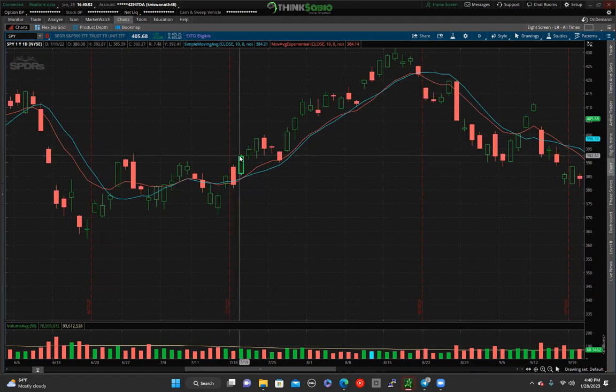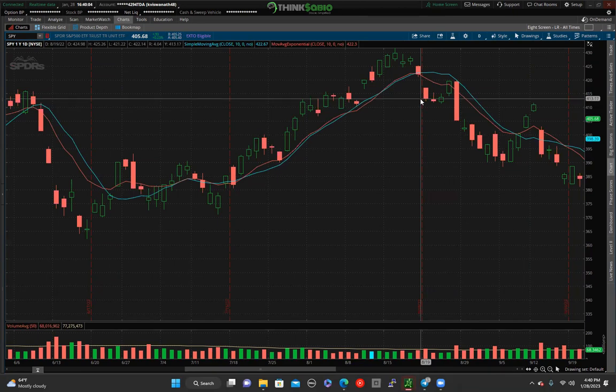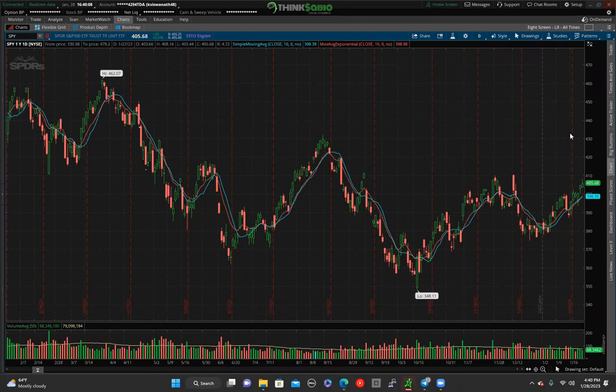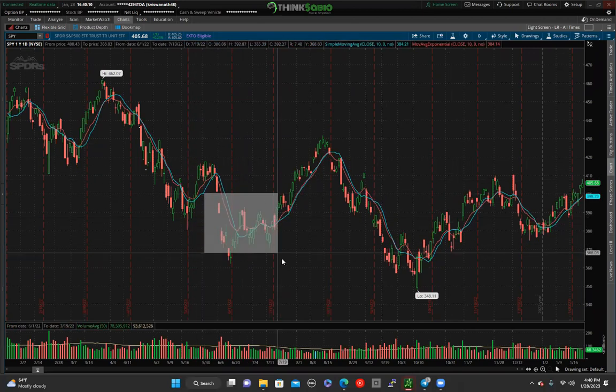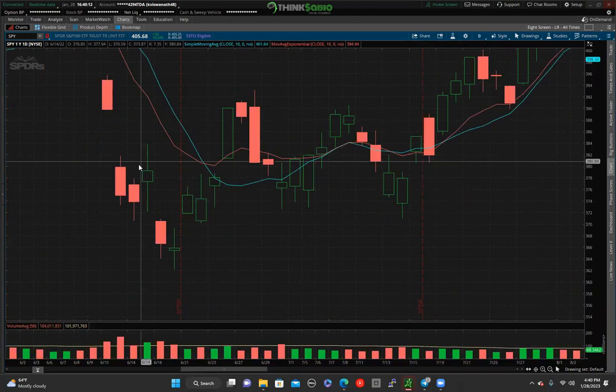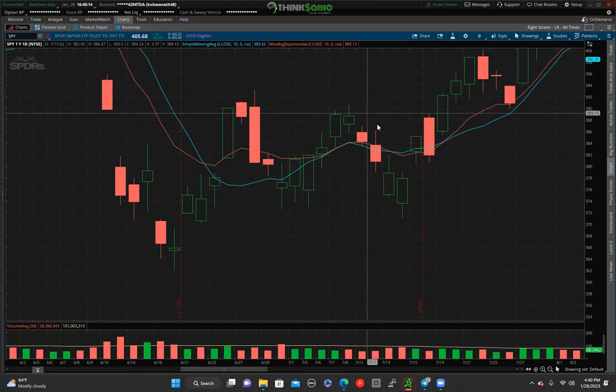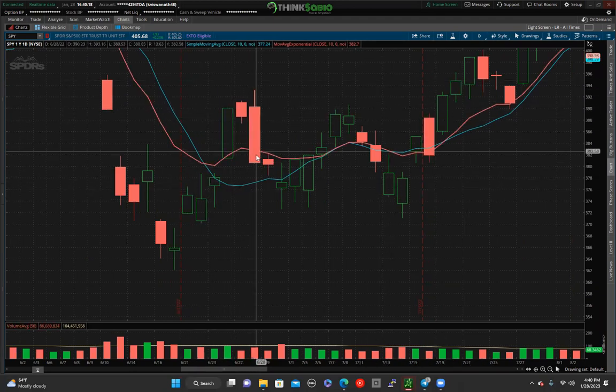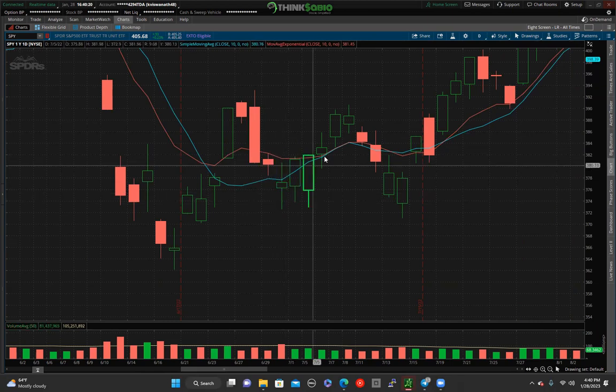So 392 till 412, about 20 points, right? But it's not always that easy. When the price goes in a sideways action, it's not that easy to just buy here. Again, you have to sell here. Again, you have to buy here.